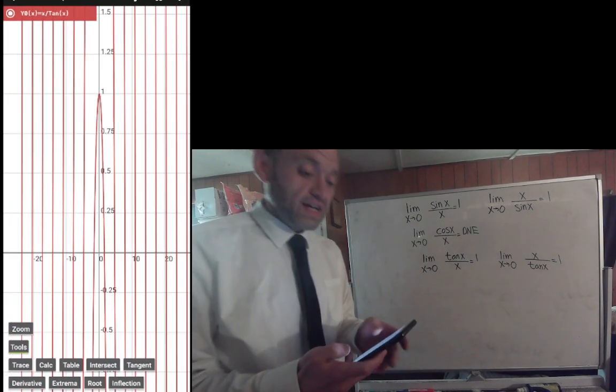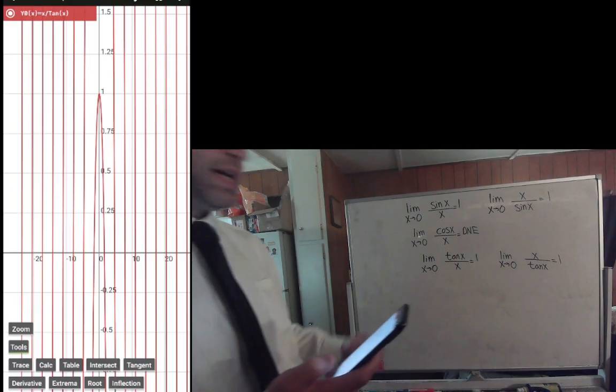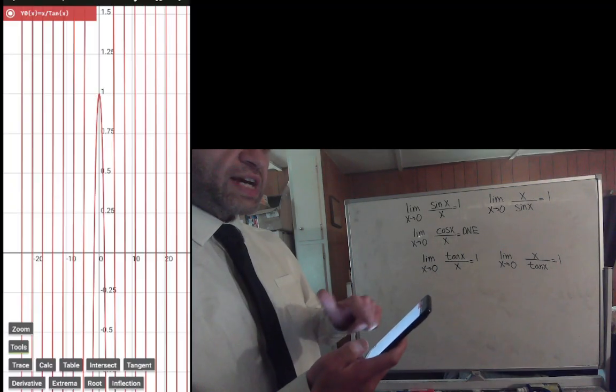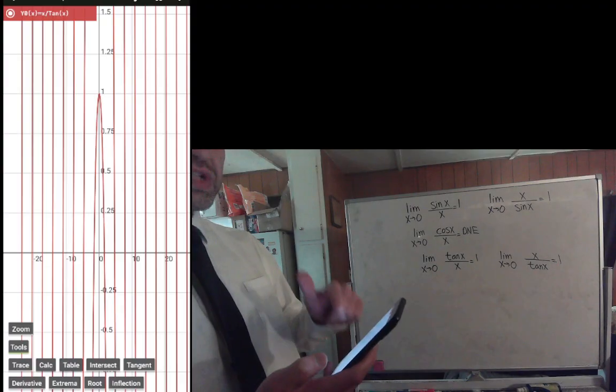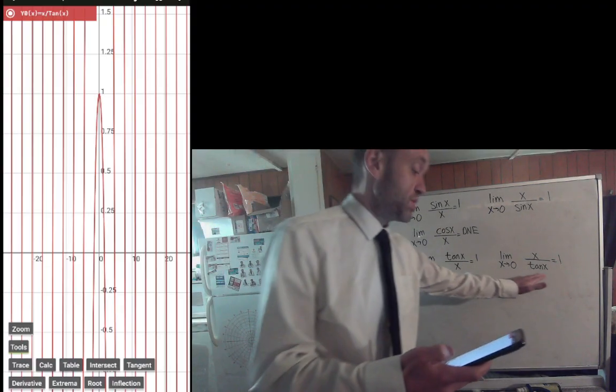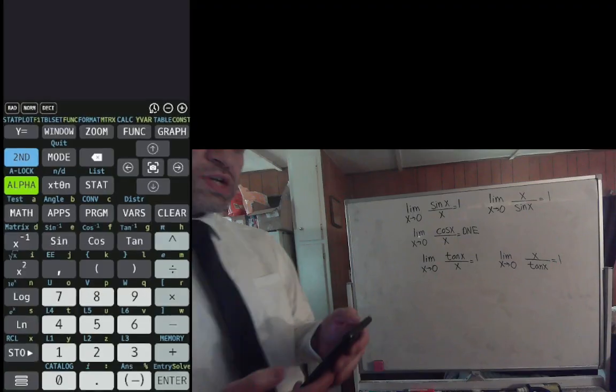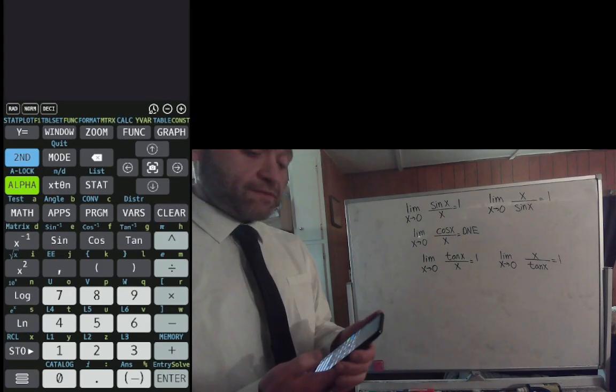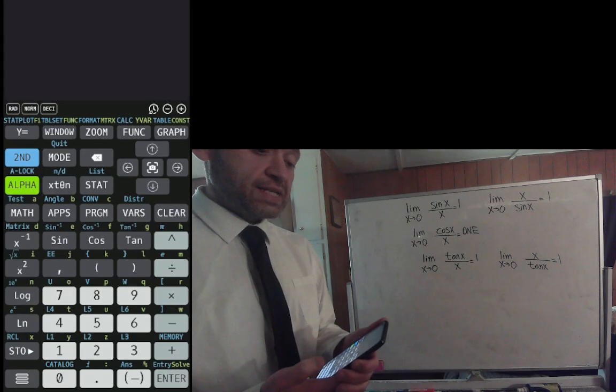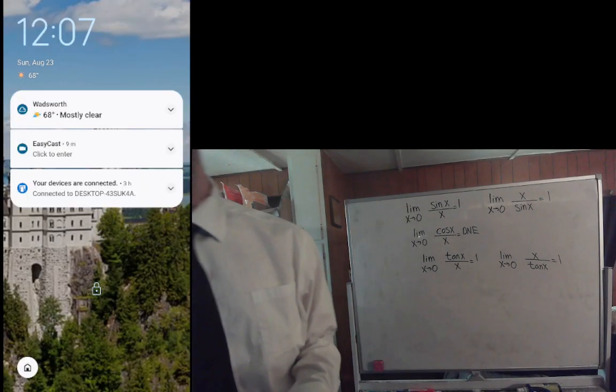And it's just as hideous as I thought it was going to be. If you approach from the left and the right both towards x equals 0, y goes to 1. So those graphically prove that the limit goes to 1.